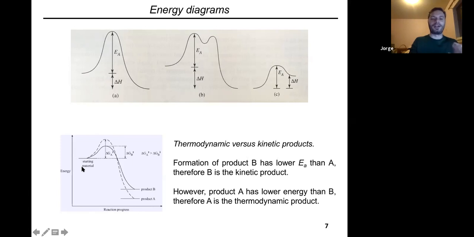Okay, so for this reaction, if we run it for a short period of time, we are going to form a lot of B and a little bit of A. But if we leave the reaction for a longer time, more of the product A is going to be formed and less of B. Okay, so the reaction will try to form the most stable product, which is A in this case.